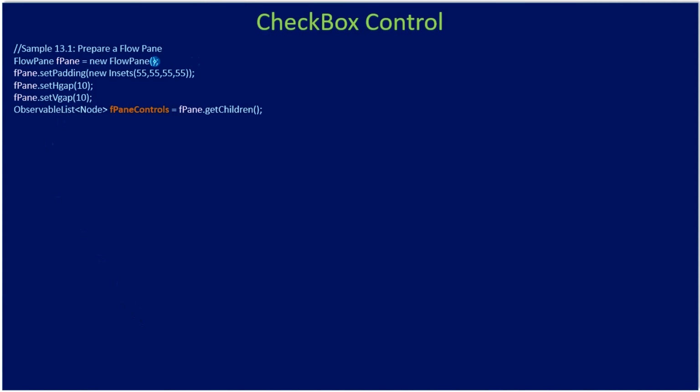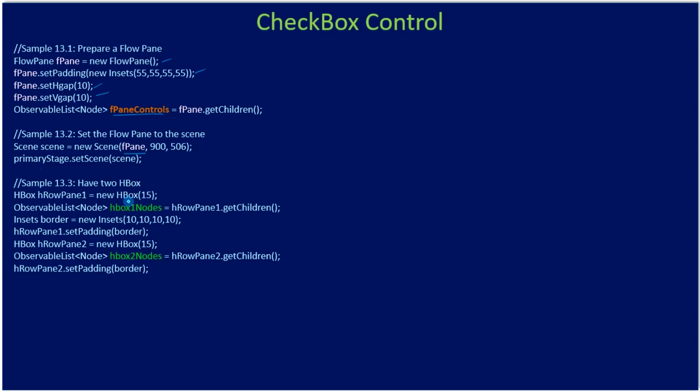Here if you see, we create a FlowPane, we set border, horizontal and vertical gap, then we retrieve the children from the FlowPane. Next we create a scene out of this FlowPane and we give it to the primary stage. Then we create an HBox control. We already learned this HBox control, and from this HBox we retrieve the children and we name that HBox1 nodes.